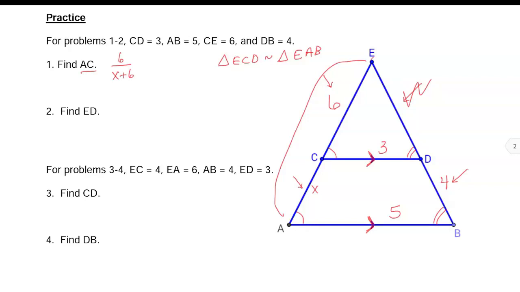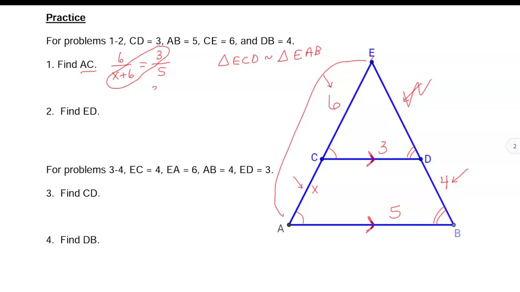So I did left side of the small triangle over left side of the big triangle. Now I'm going to do bottom of the little triangle over bottom of the big triangle. The 3 is the bottom of the little triangle, and 5 is the bottom of the big triangle. So I set up a proportion, and now I'm going to cross multiply. I'm going to cross multiply this way first.